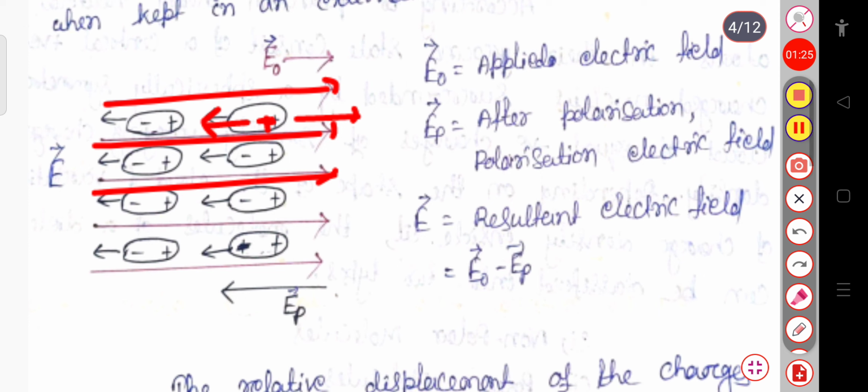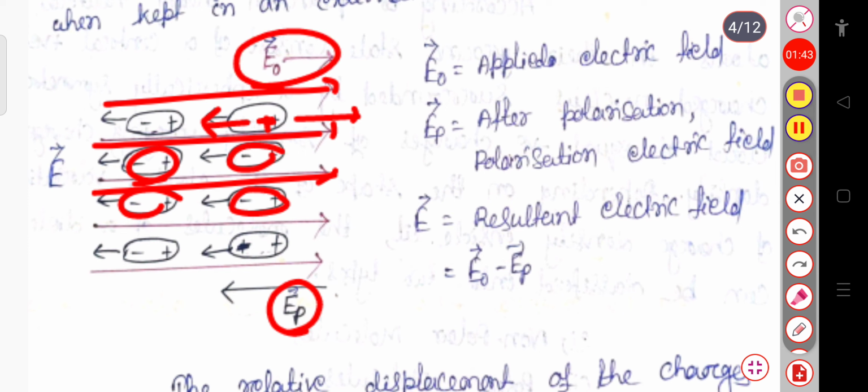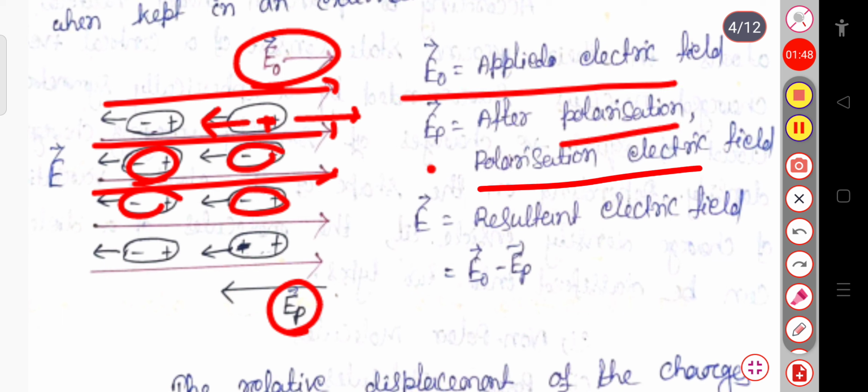So a dipole moment will develop, or we can say that there will be a small electric field in each individual molecule, denoted by EP, the polarizing electric field, and it will be in the direction just opposite to that of the applied electric field. So if E0 is the applied electric field and EP is the polarization electric field, then the resultant electric field will be equal to E0 minus EP, since it is in the opposite direction to the applied electric field. So this is for the non-polar molecule.